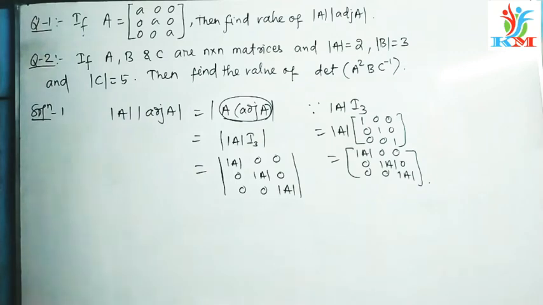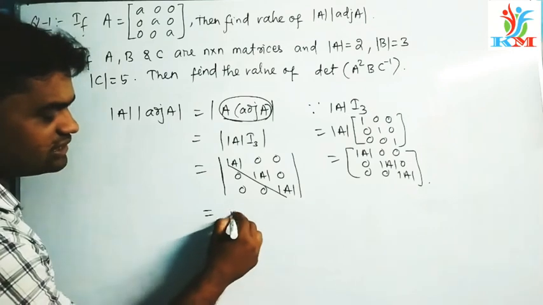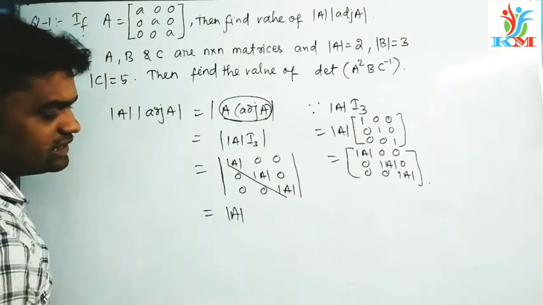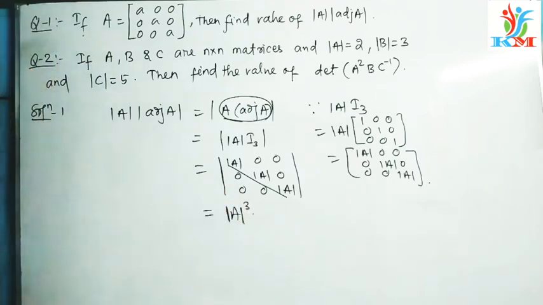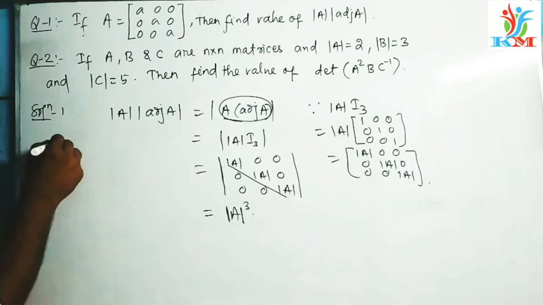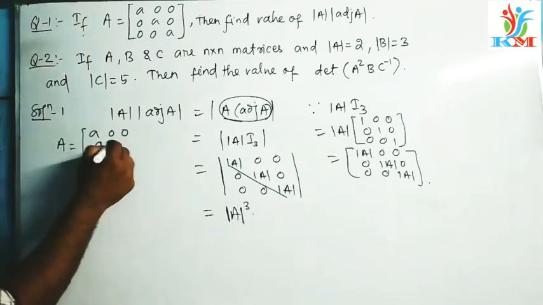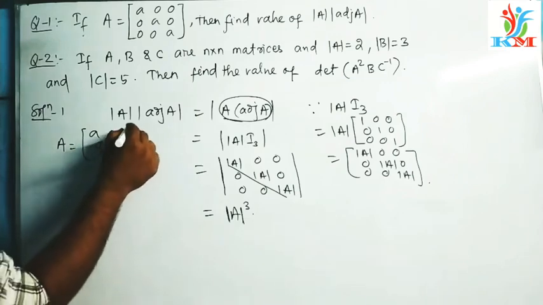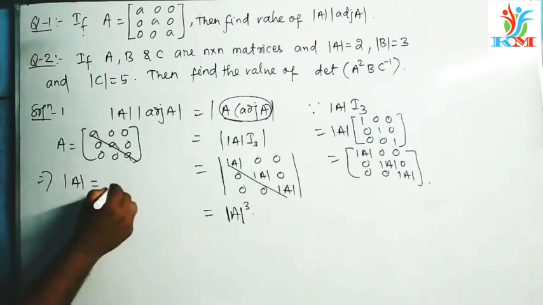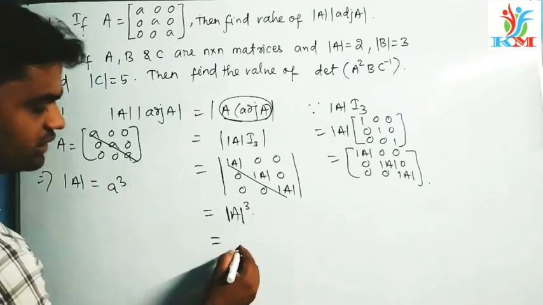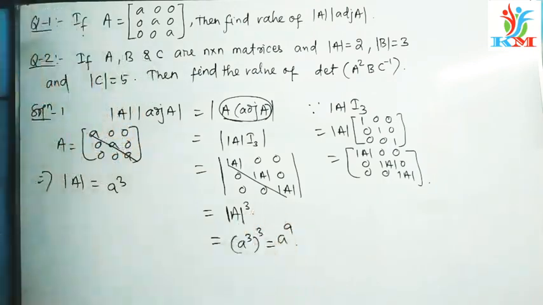So it becomes determinant of A 0 0, 0 determinant of A 0, 0 0 determinant of A. Since it is a diagonal matrix, its determinant is product of diagonal elements, that means determinant A to the power 3. And since A is equal to A 0 0, 0 A 0, 0 0 A, its determinant is equal to product of diagonal elements, that means A cubed. So it becomes A cubed to the power 3, which is equal to A to the power 9.